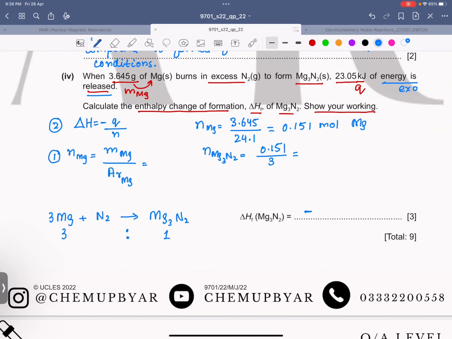0.05. 0.05 moles of magnesium nitride. Okay, now we got the moles of magnesium nitride. Now I'm going to use the expression: minus the energy released, which is 23.05, divided by 0.05, the number of moles. I would get the answer in kilojoules per mole. Yes, answer please.